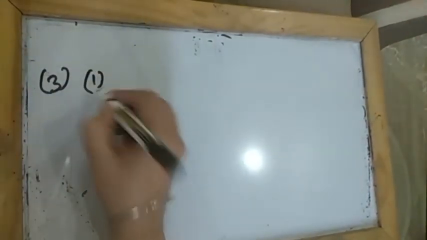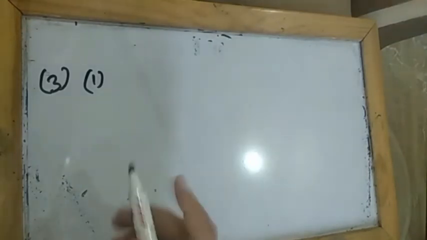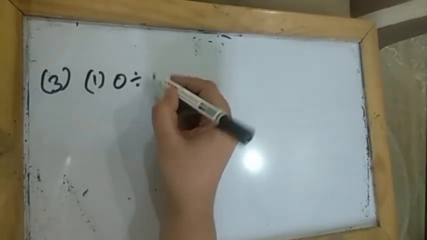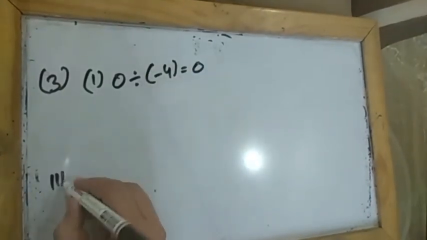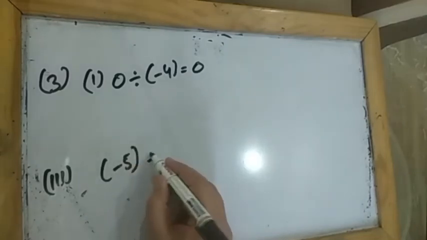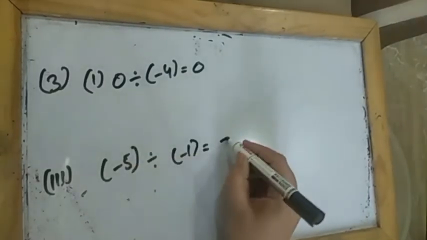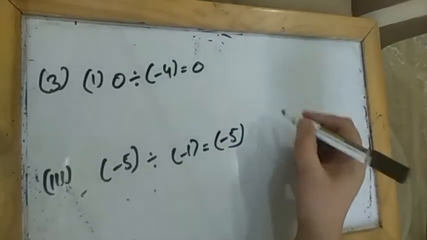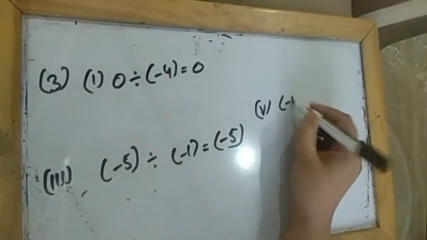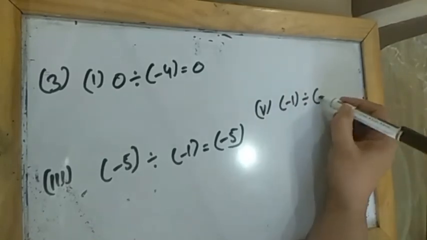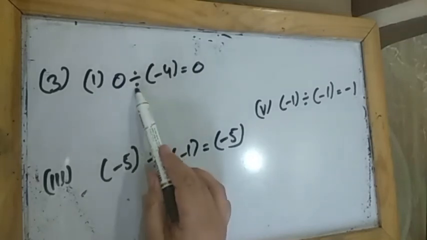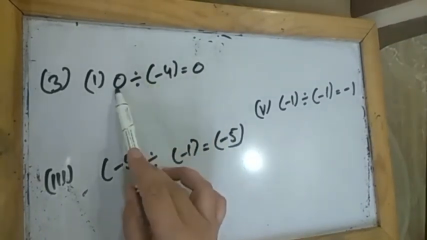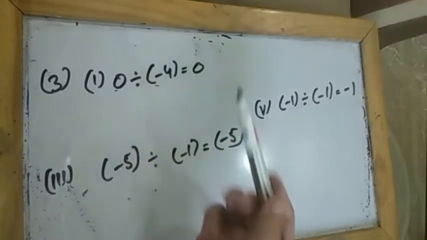Now come to the third part, where some questions are given, and you have to tell whether the answer is true or false. So I'll take some of the parts here. These parts are given, and you have to tell whether these are true or false. Now they are saying 0 divided by minus 4 is 0. Whenever I divide 0 by any number, my answer is 0 only.